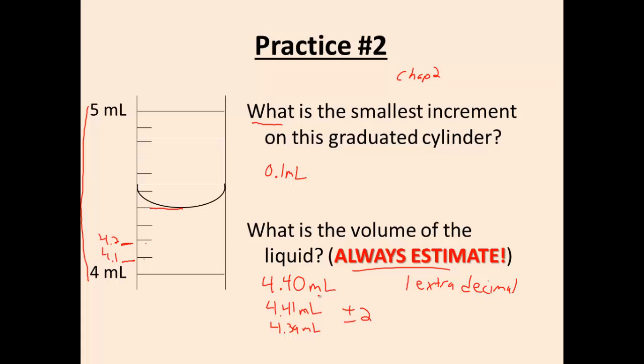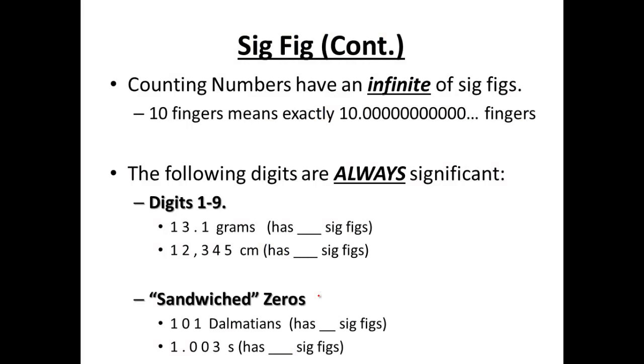So that's just a little review from back in chapter 2 at the beginning of the year. So back to our significant figures. First off, if we are counting numbers, so numbers of anything, an example would be if you have 10 fingers, anything counting has an infinite number of significant figures. So 10 fingers would mean that you have 10.000000, however many zeros you want to put, fingers. So there's an infinite number of sig figs when it comes to counting. It's just exactly how many you have. There's no actual measurements taking place there.